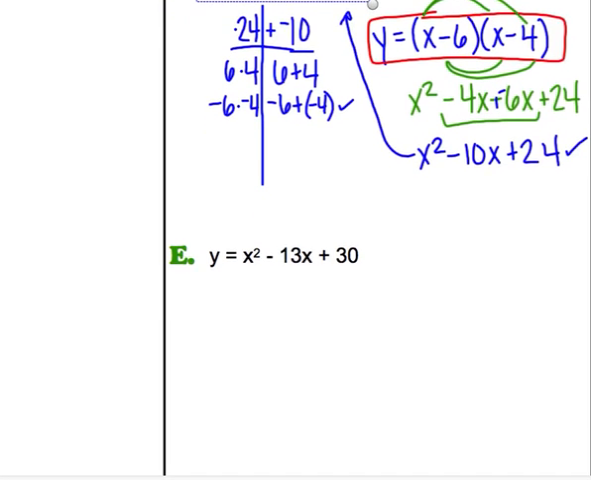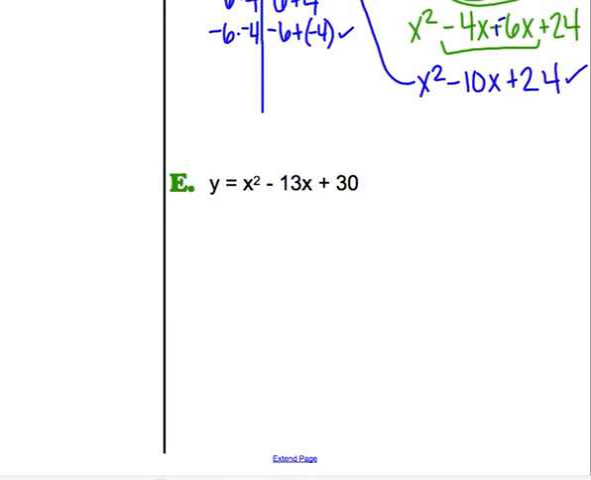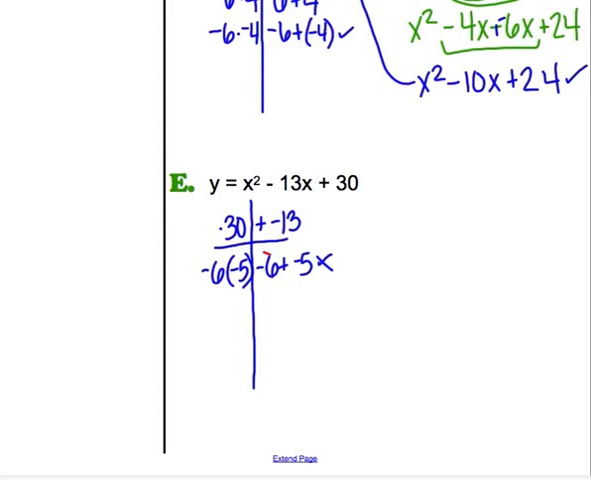Moving on to the next example, we've got y equals x squared minus 13x plus 30. So I'm going to start by making my t-chart. I need it to multiply to 30, and I need to add to negative 13. Now, if we start picking up on patterns here, if we need to multiply to a positive but add to a negative, we're going to need to use two negative numbers. So my first thought is negative 6 times negative 5. But when I add negative 6 plus negative 5, I get negative 11, which doesn't work. So I'm going to cross that out.